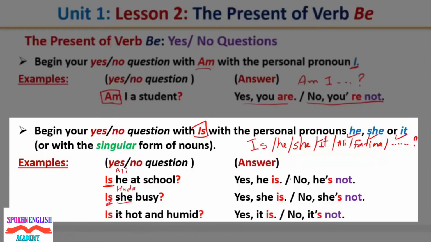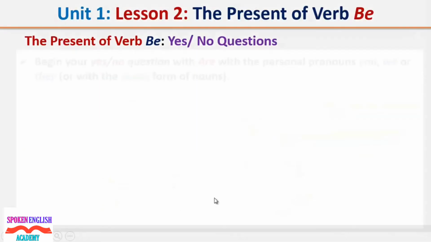Is it hot and humid? Notice that the question starts with is. Is it hot and humid? The answer: yes it is, or no it is not.